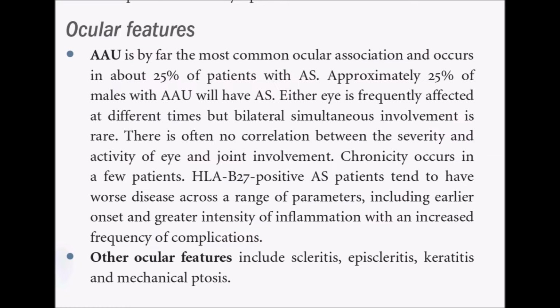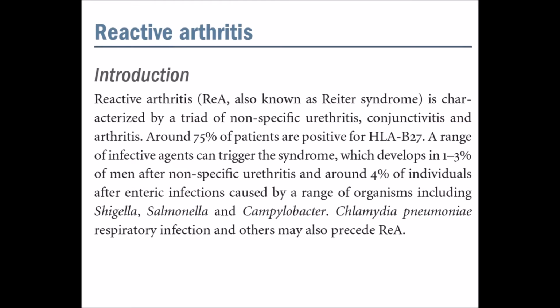HLA B27 positive ankylosing spondylitis patients tend to have worse disease across a range of parameters, including earlier onset and greater intensity of inflammation with an increased frequency of complications. Other ocular features include scleritis, episcleritis, keratitis, and mechanical ptosis.